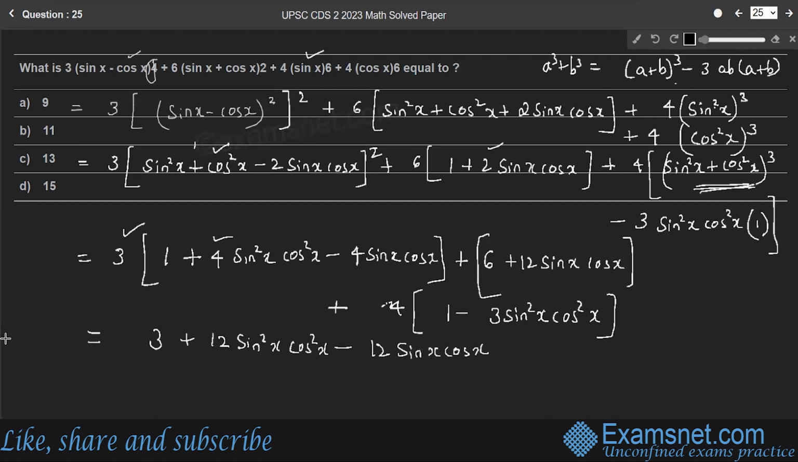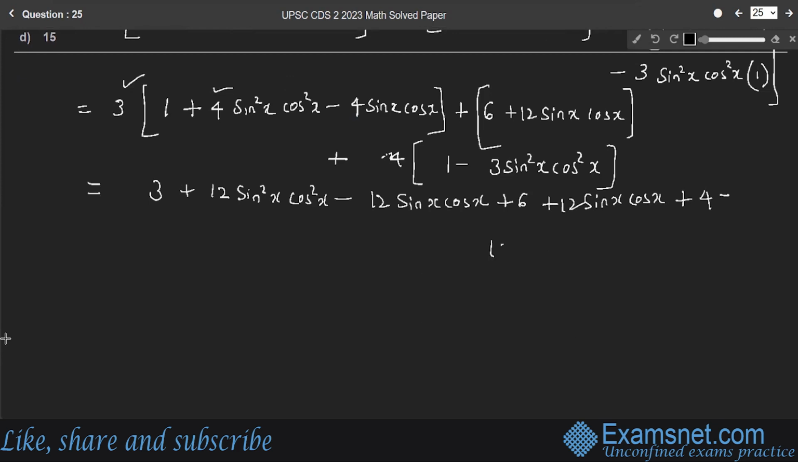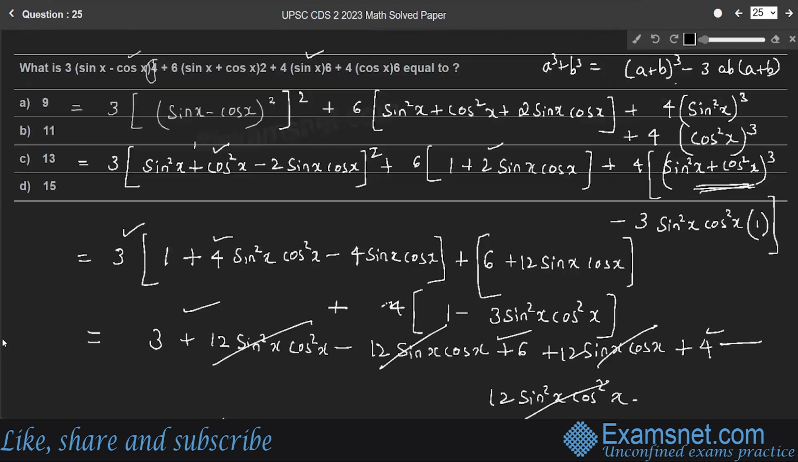And the second term is plus 6 plus 12 sin x cos x. And the last term is 4 into 1 is 4 into minus 3 sin square x cos square x is minus 12 sin square x cos square x. Here plus 12 sin square x cos square x and minus 12 sin square x cos square x will get cancelled. And also these two terms will get cancelled. We have 3 plus 6 plus 4, which is equal to 13. 13 as the final answer. Therefore, option C is the right answer.